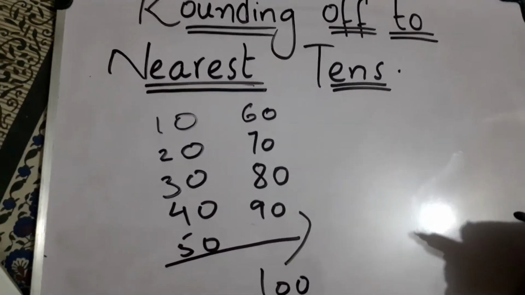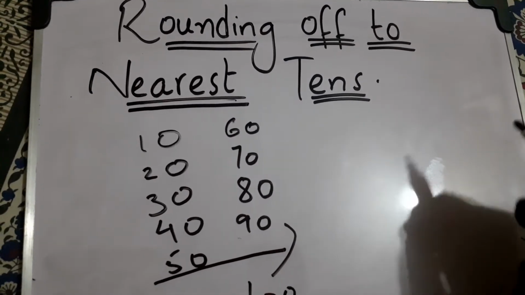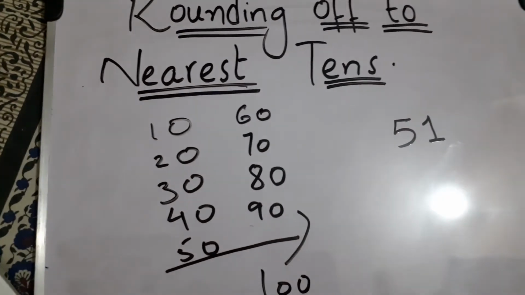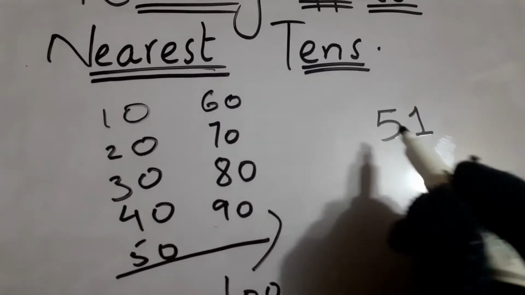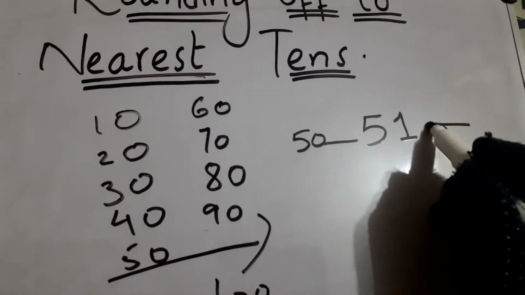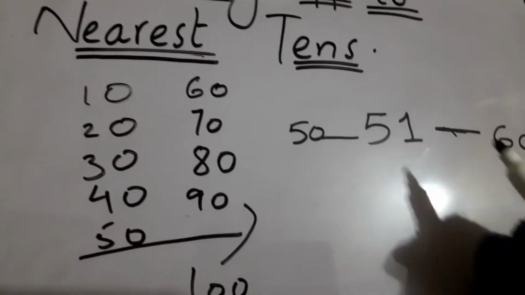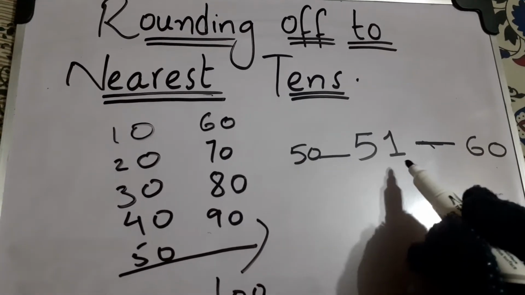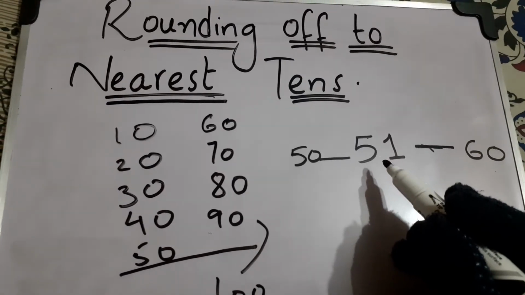Okay, so round off means, for example, we have the number 51. For the number 51 we have two numbers to round off: either we take it back to 50, or we take it ahead to 60. If we have the number 51, and the question is rounding off to the nearest tens, we have to go on 50 or we have to go on 60.